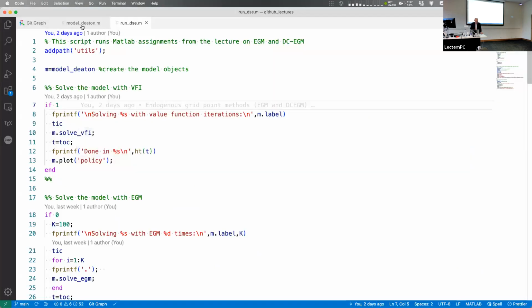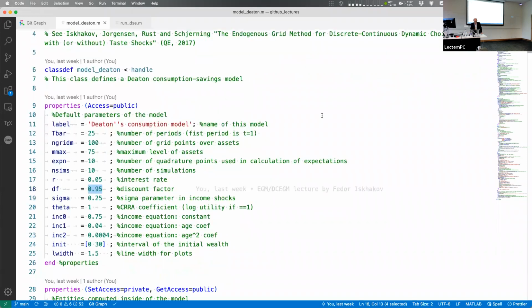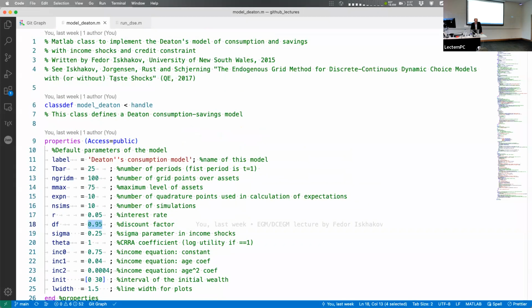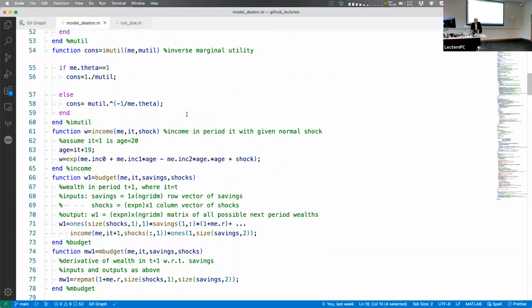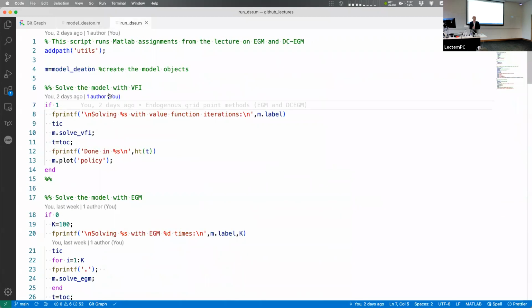If we look at the code, there is something called model DSE, and it's an example of using MATLAB's way to write classes, the object-oriented approach in MATLAB, which is also possible. This module defines the model and all the necessary methods to solve it in this one file, and we're just going to run it using this additional script, where the model is created in the beginning, and then I'm just going to employ this method of the object, solve VFI.